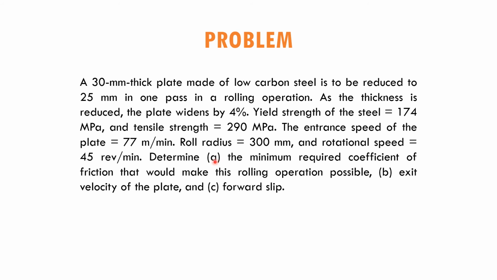What they want is: A, determine the minimum required coefficient of friction that would make this rolling operation possible, B, the exit velocity of the plate, and C, the forward slip. Okay, now let us see how this question can be solved.